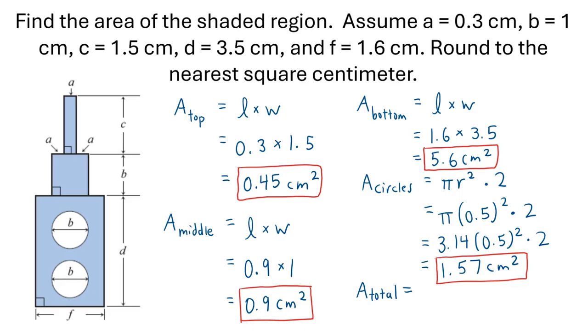Now all that's left to do is to find the area of the total object. So we'll add the area of the top to the area of the middle to the area of the bottom, but then subtract the area of the circles. That gives us 0.45 plus 0.9 plus 5.6 minus 1.57, which gives us a total of 5.38 square centimeters. But when we round that to the nearest square centimeter, we get 5 centimeters squared.